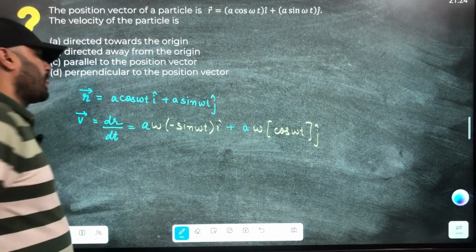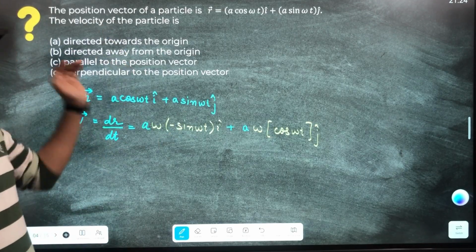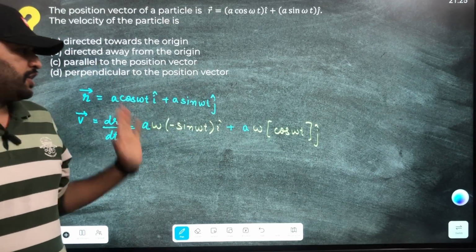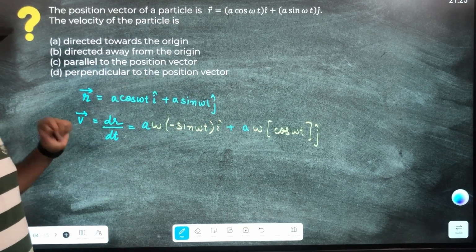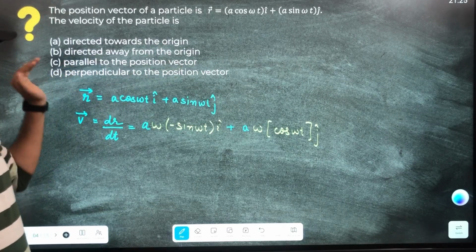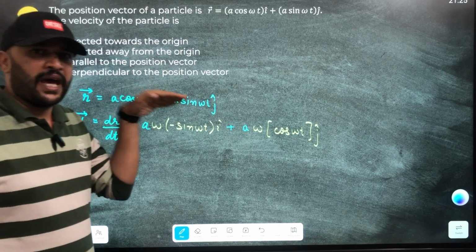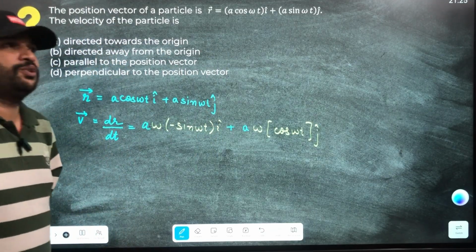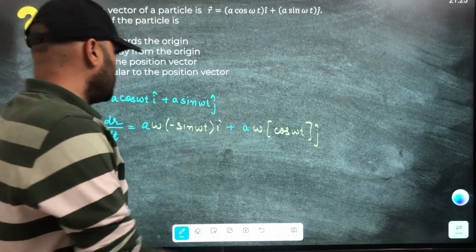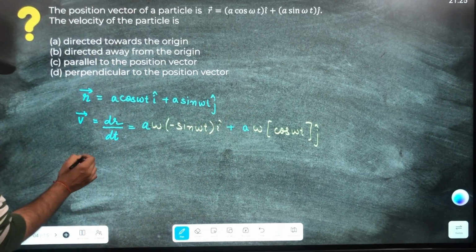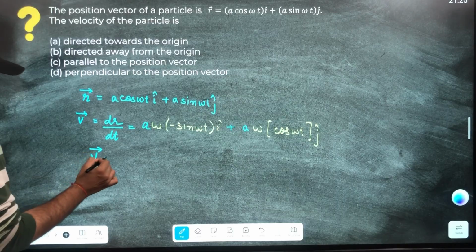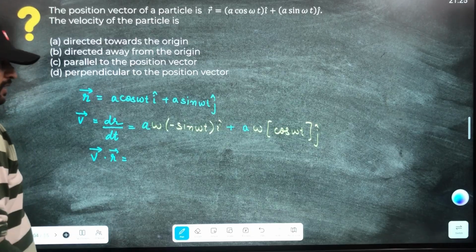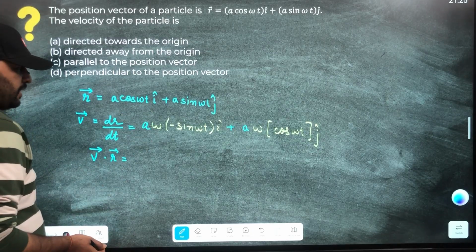This is the velocity. Now, if this is our velocity vector, which one of these is true? The first one, is it directed towards the origin? No. Is it directed away from the origin? That we have to see. Parallel to the position vector: the velocity vector is parallel to the position vector. For parallel and perpendicular, we have a direct way to check, that is using the dot product. If the dot product of v and r reduces to 0, then the two vectors are perpendicular. Clear?